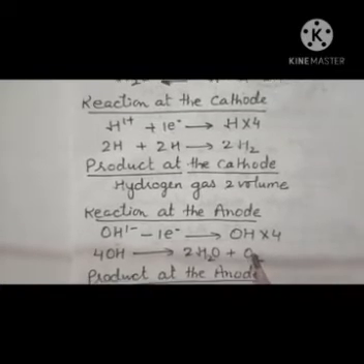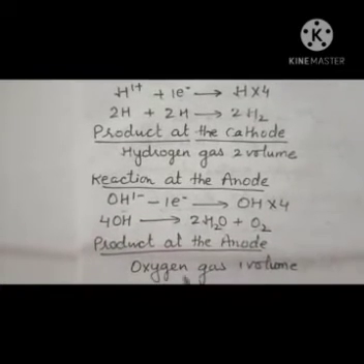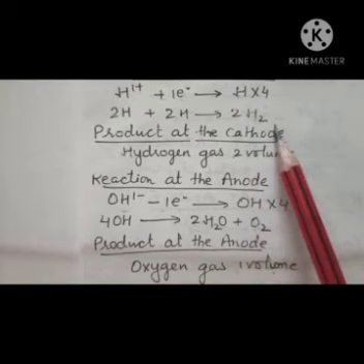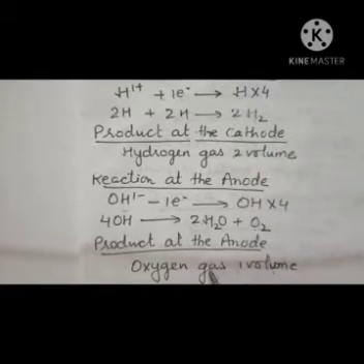And what is the product at anode? Oxygen gas is produced at anode, and in which volume? 1 volume. So what is the product at cathode and anode during the electrolysis of acidified water? 2 volume of hydrogen gas at cathode and 1 volume of oxygen gas at anode, right?